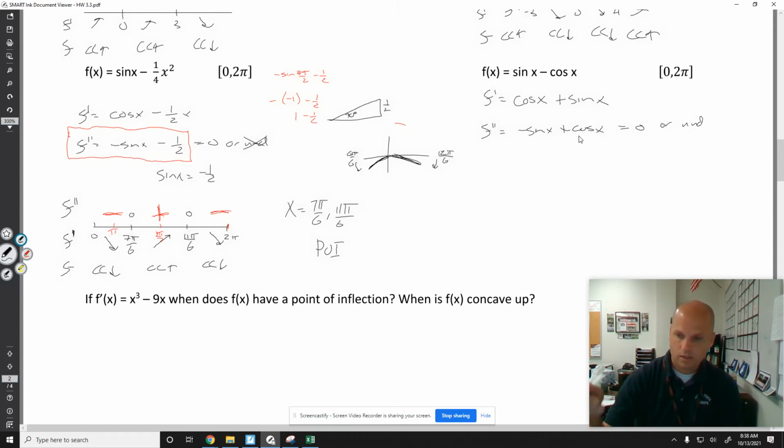Again, we could turn this into a tangent by subtracting cosine and dividing by cosine. Or you can add the sine and then divide by cosine. You end up with tangent equals positive 1, like the negatives cancel, or if you add the sine, it's cosine x equals sine x, divide by cosine, 1 equals tan x. Tan is equal to 1 at the pi over 4s when tangent is positive, which is pi over 4 and then 5 pi over 4.